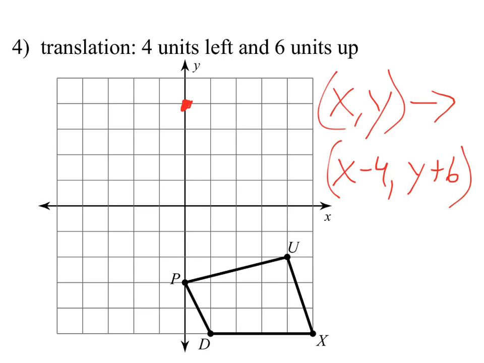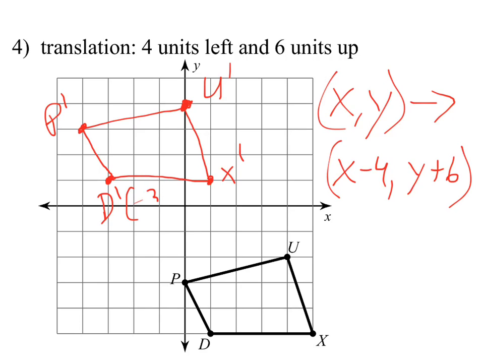It's really far up in comparison to what it used to be. So there's U prime. And then X prime, I'm going to go left 4, up 6. It's going to put me there. There's my X prime. D, I need to go left 4, up 6. It's going to put me there. There's my D prime. And then P prime, I need to go left 4, up 6. It's going to put me right there, so there's P prime. Connect those up. And you got those. You just need to label their points now.